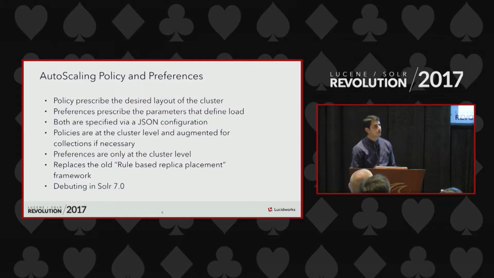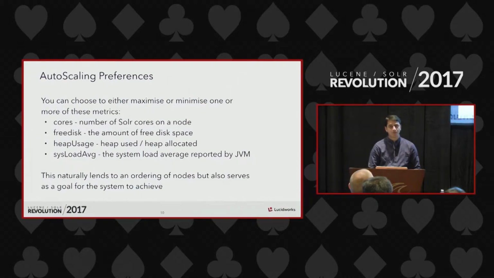If you're familiar with the old rule-based replica placement, there was a kind of terse, again JSON-based syntax, which you could specify and use to place replicas in different places. So this is a superset of that. We have changed a few things in the syntax, as well as how things actually work. And I'm going to take you through this in a minute. So let's first look at the preferences.